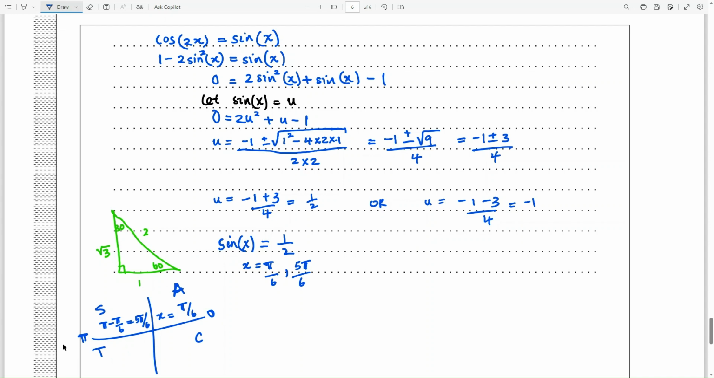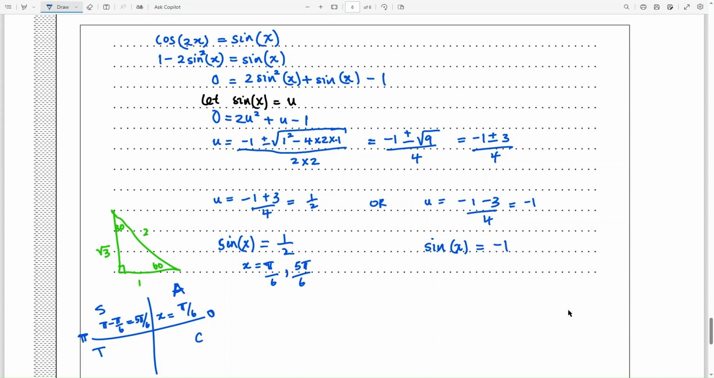Sine is odd, so you won't get the same answer for a half using negative 30, for example. For cos, which is even, you would need to also include negative pi over 6 and negative 5 pi over 6 in these options. But since sine is odd, we're only going to take the positive values that it gives us. Okay, next, sine x is equal to negative 1.